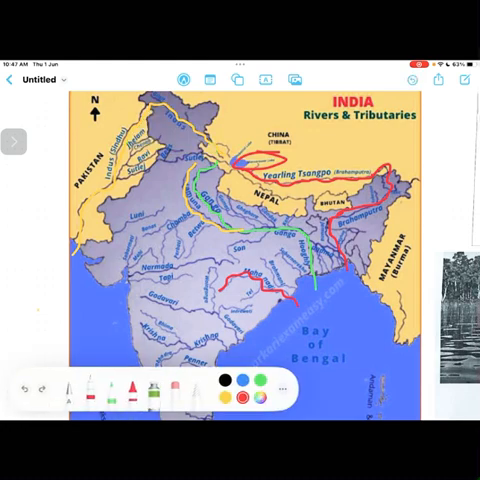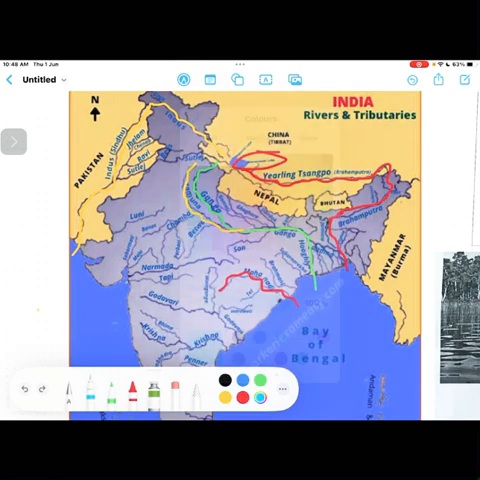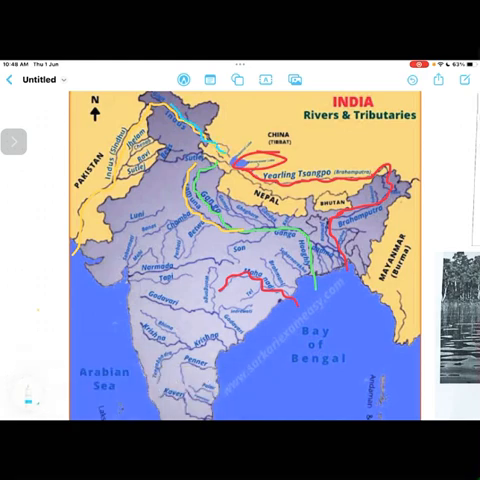So I just need to use this pen, and let me use a little. Yes, alright, let's use this color. So originating from here and ending up in your Arabian Sea. So the majority part of Indus River is there in your Pakistan, right?